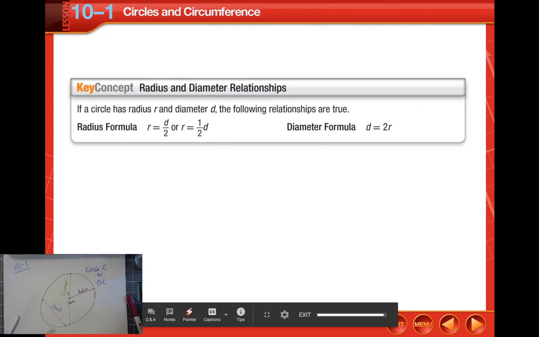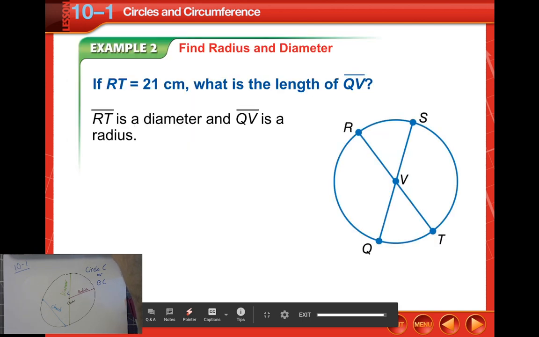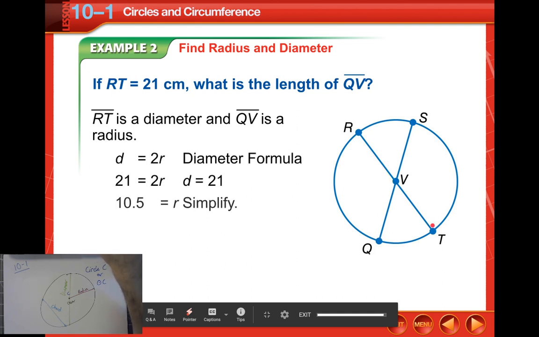Radius and diameter: the radius is half the diameter, or the diameter is twice the radius. And when we did this in class, these were all things that you were pretty familiar with. These aren't new things. So if I have, for example, a diameter of 21, my radius is going to be half that, 10.5.